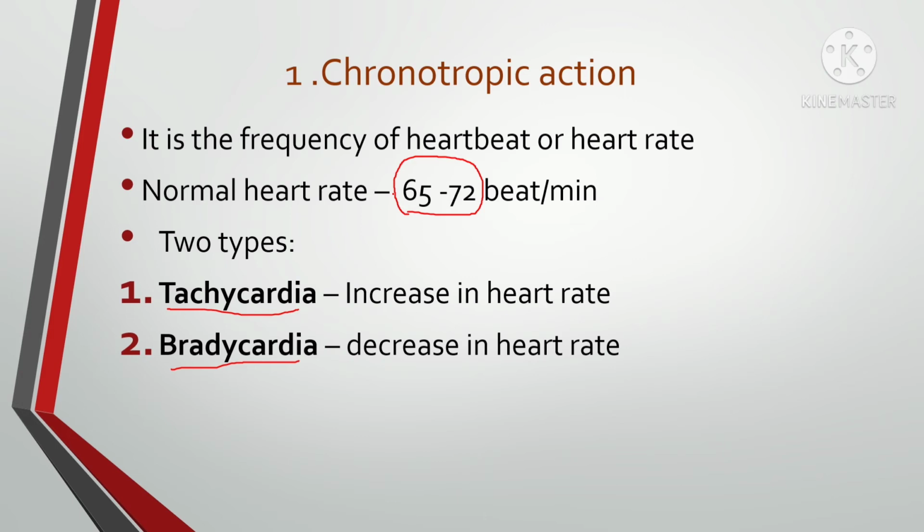Chronotropic is the frequency of heartbeat or the heart rate. You can write either heartbeat or heart rate. And there are two types, tachycardia and bradycardia. Tachy means increase in heart rate, brady means decrease in heart rate, and you should know the normal heart rate.